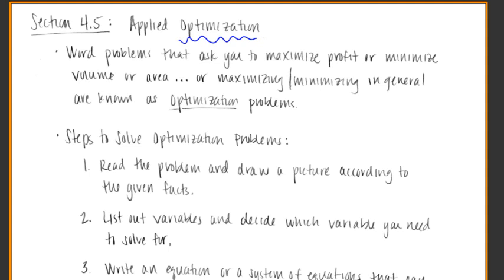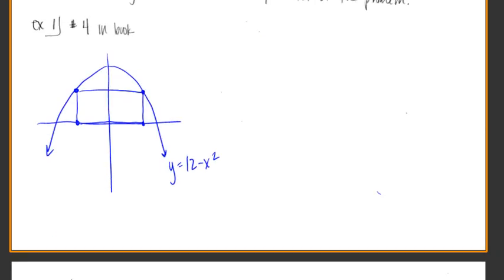Okay? And just typical, like we talked about, your goal is to get an equation. That's the hard part, just form your equation. And then from there, you're just going to take your derivatives, test some critical points, and then go from there. So let's take these ideas and let's do example 1, which is number 4 in the book.